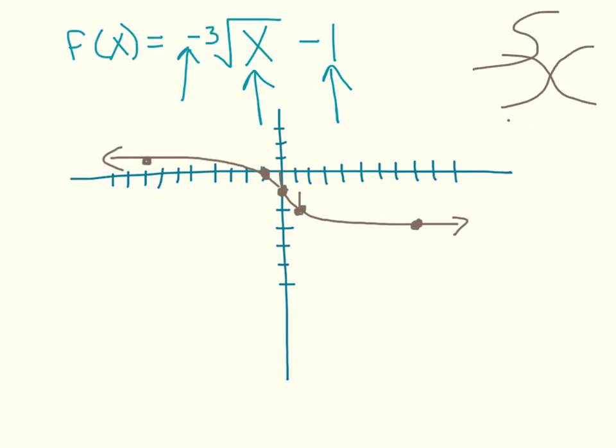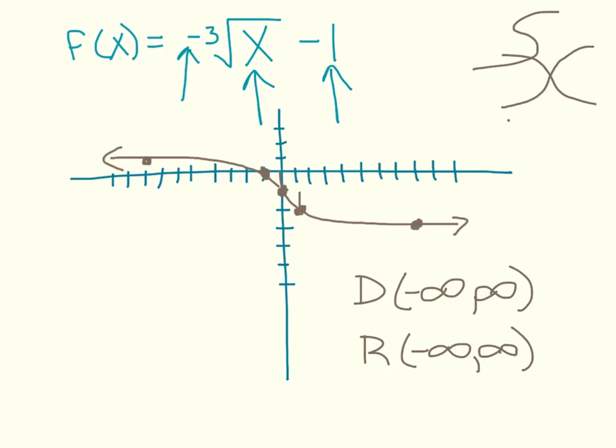And that's it. So our domain here is going to be negative infinity to positive infinity, and the range, same thing, negative infinity to positive infinity.